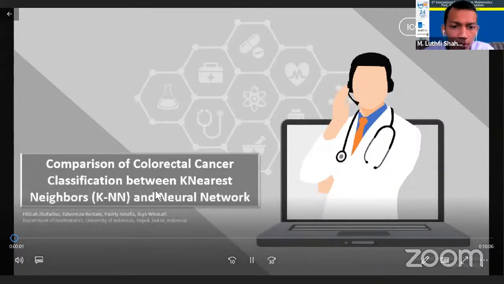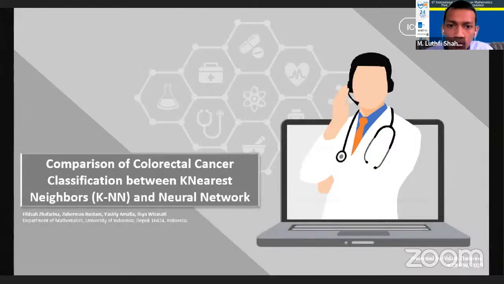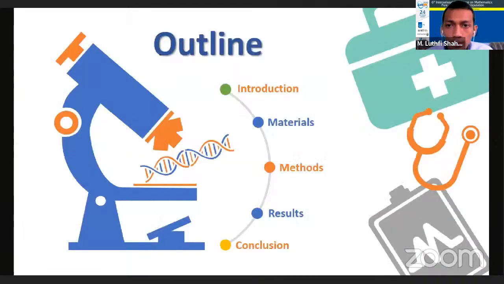Hello everyone, my name is Filza Zafarina. I will present about comparison of colorectal cancer classification between K nearest neighbors, KNN, and neural network. My team is Zuherman Rustam, Yasirli Amelia, Ilsha Wirasati. We are from Department of Mathematics, University of Indonesia. This is my outline for presentation. The first is introduction, and then material, next is our method, and then result, and the last is conclusion.